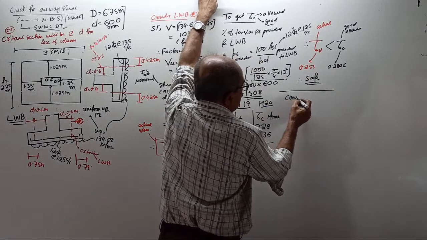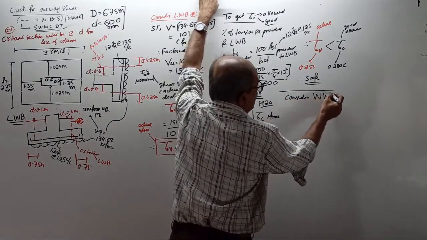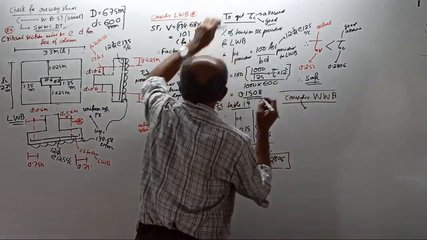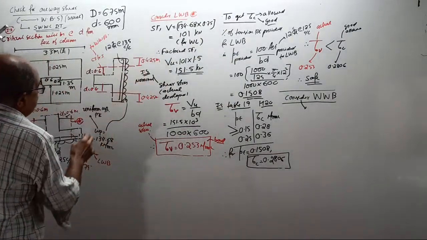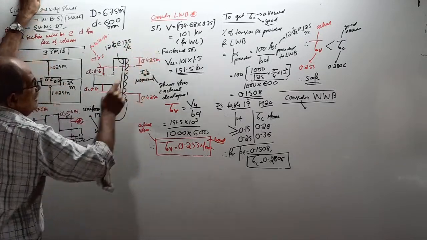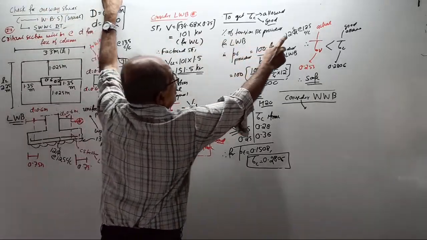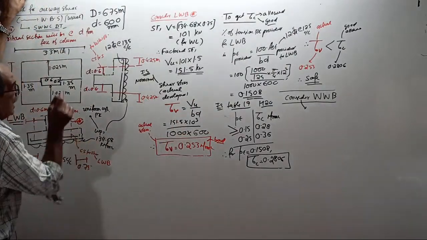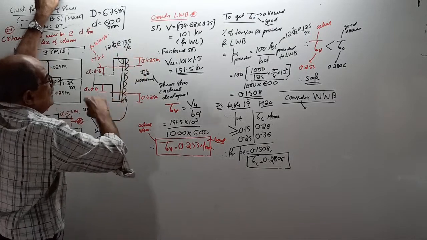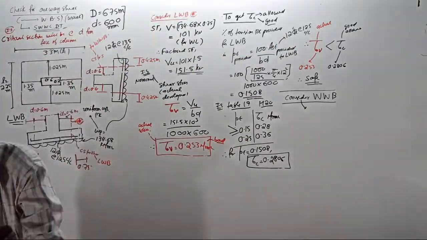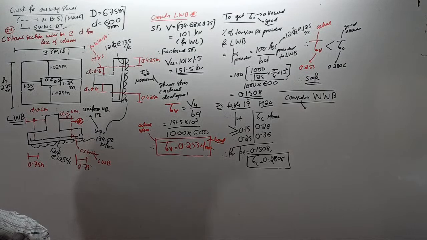Now consider widthwise bending. You should do this now, right now. Start. Consider widthwise bending. I'll start once again. Refer to this sketch. Instead of 0.75, take 0.425. And instead of 12 tor at 125, take what? 12 tor at 8. Instead of 0.75 here, take 0.425, and instead of 12 tor at 125, take 12 tor at 8.